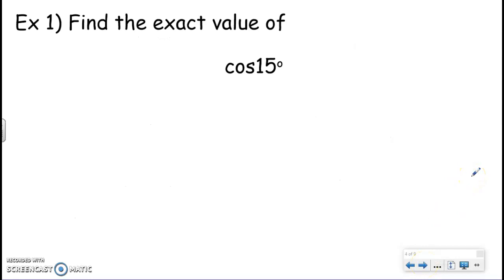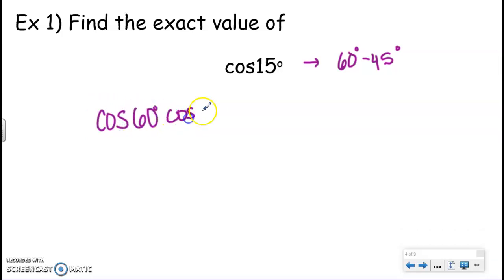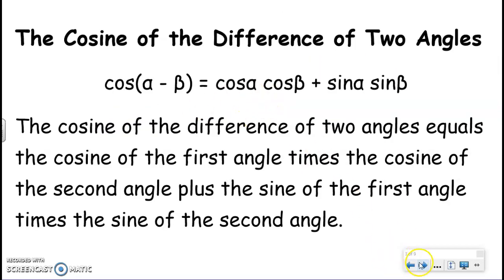So for the first problem, find the exact value of cosine of 15 degrees. Well, 15 is the same as 60 minus 45, and I know those two values there, so I can use the formula. I'm going to set this up so that I have cosine of 60 times cosine of 45 plus sine of 60 times sine of 45. Okay, so it just goes back into that formula that we had here.